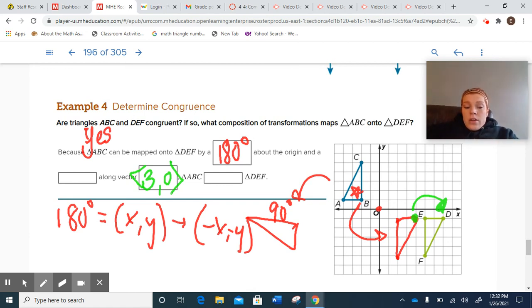Could you have done other things on this one? Absolutely. But because they had this fill in the blank section, it gives us some hints on the transformations that they actually wanted. And if you're unsure if you're doing them right, draw on the picture. Okay, see what works and what doesn't.